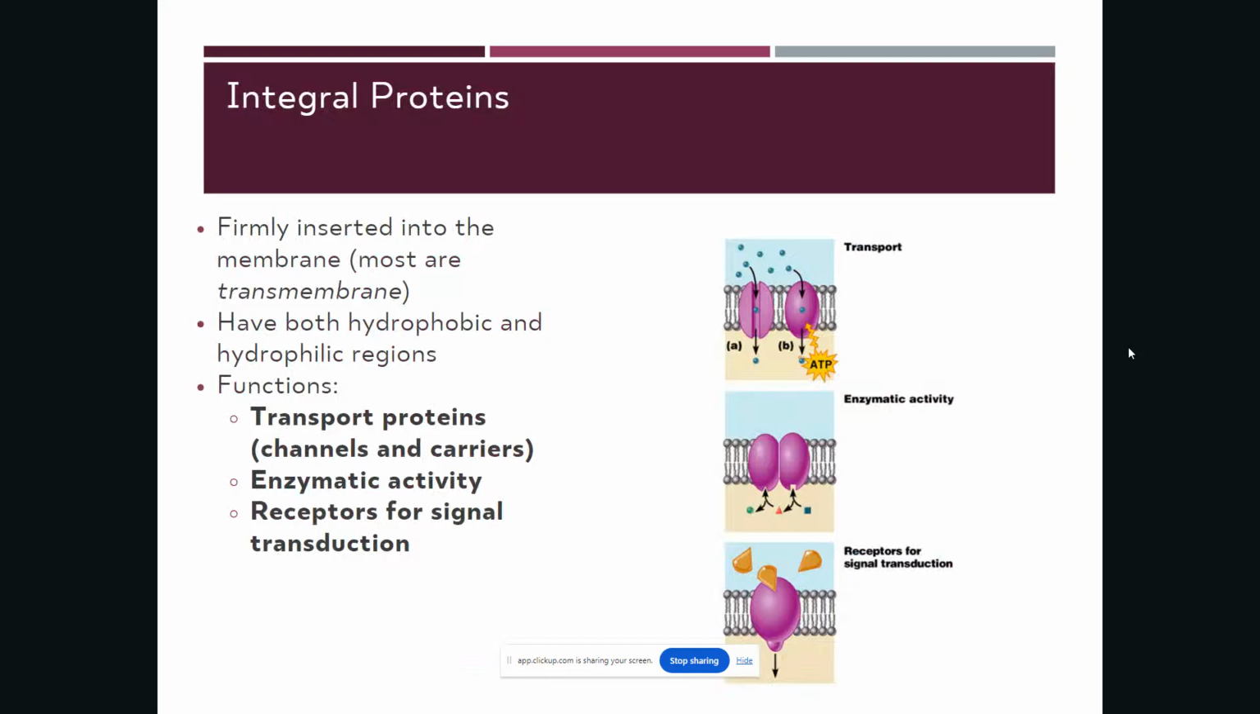So the first type of protein we're going to look at is an integral protein. This is one that is integrated or firmly inserted into the membrane. So many go across the membrane, so we consider them transmembrane proteins. To go across the membrane, they have to have both hydrophobic and hydrophilic regions because those regions exist within the plasma membrane. Some of the most common types are transport proteins, or ones that carry out enzymatic activity, or are receptors for signal transduction, like that of using amino acid hormones.